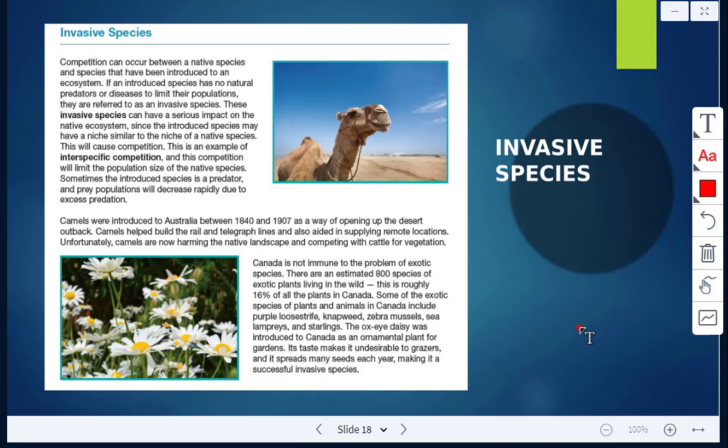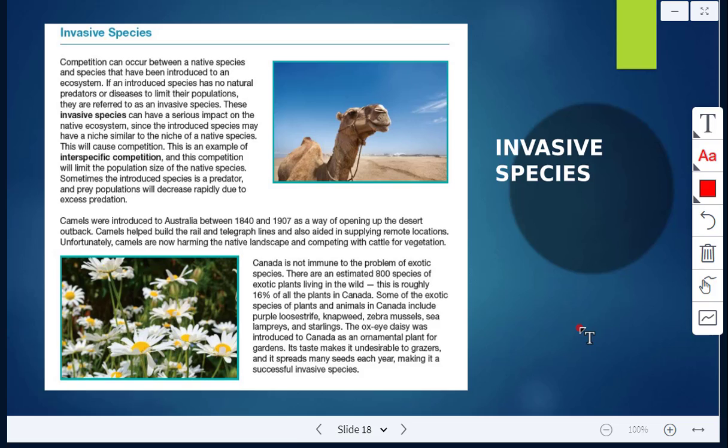And invasive species have a serious impact on native ecosystems because the introduced species may have a niche similar to the niche of a native species, and this is going to cause competition. And it is an example of interspecific competition because it's between two different species. So this competition will limit the population size of the native species, and sometimes the introduced species is a predator, and prey populations will decrease rapidly due to excess predation.